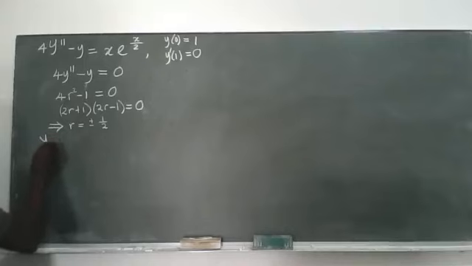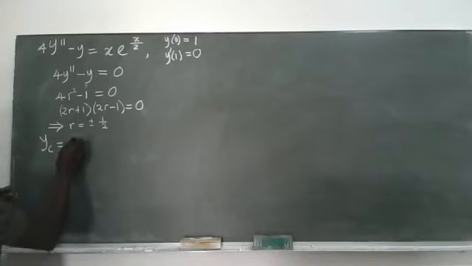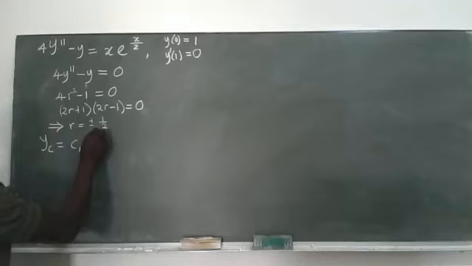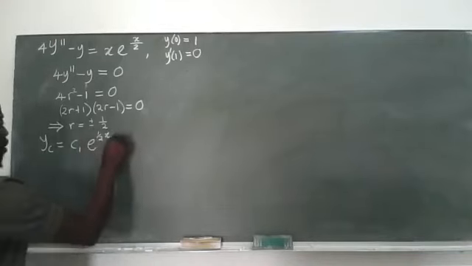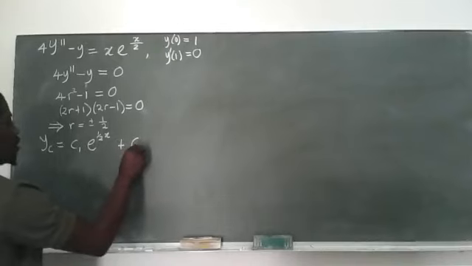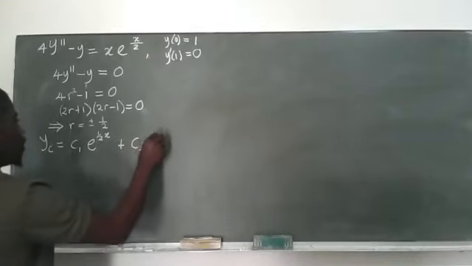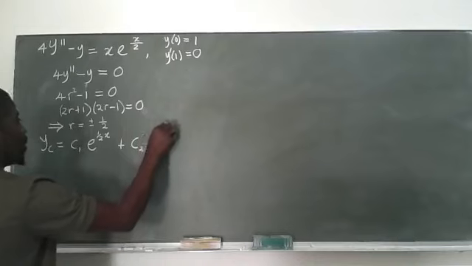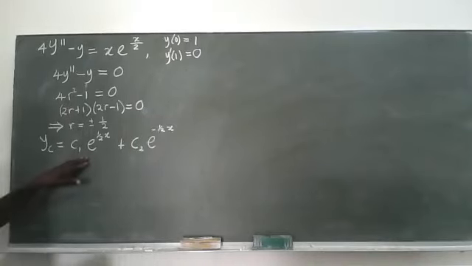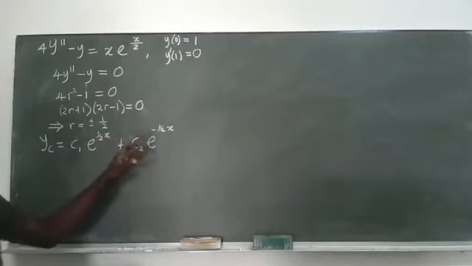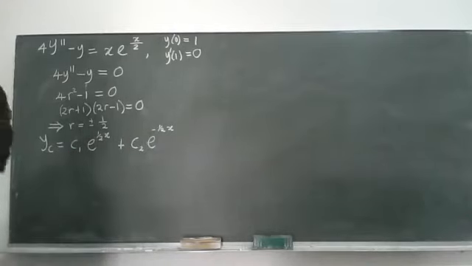Thus, the complementary solution for this problem would be C1 e to the power of half x plus C2 e to the power negative half x. The order doesn't matter, right? You can start off with a negative half to the power of x here. If you switch things around, the order doesn't matter, okay?